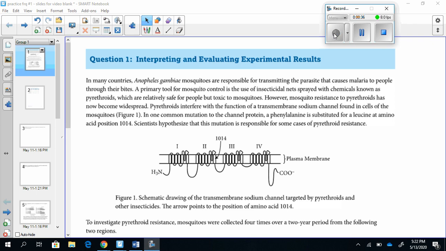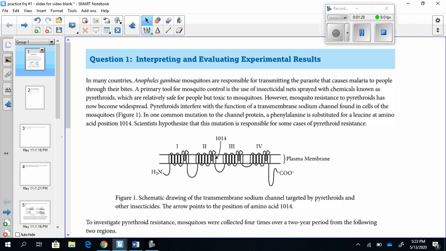All right, first question. In many countries, this type of mosquito is responsible for transmitting the parasite that causes malaria to people through their bites. A primary tool for mosquito control is the use of insecticidal nets sprayed with chemicals known as Ps, which are relatively safe for people but toxic to mosquitoes. However, mosquito resistance to P has now become widespread. P interferes with the function of a transmembrane sodium channel found in the cells of the mosquitoes. In one common mutation to the channel protein, a phenolphthalein is substituted for a leucine at amino acid position 1014. Scientists hypothesize that this mutation is responsible for some cases of P resistance.